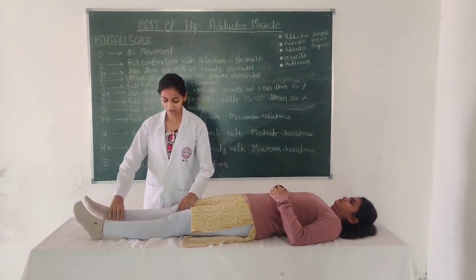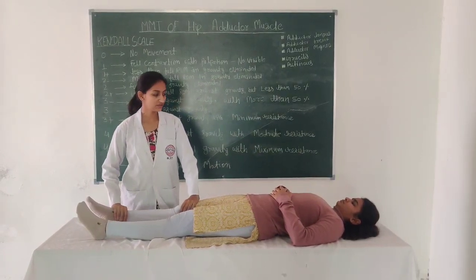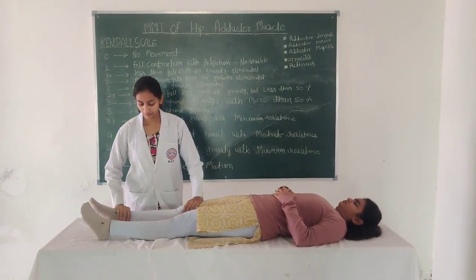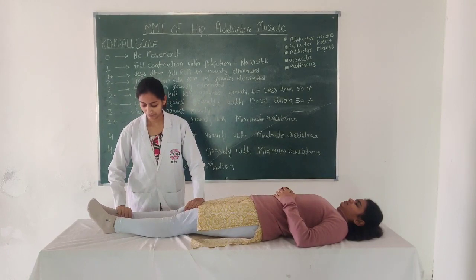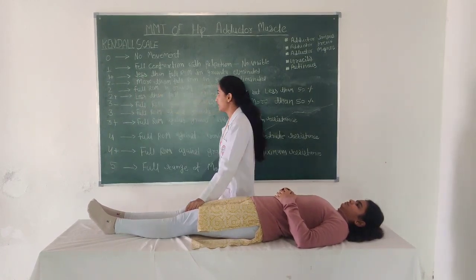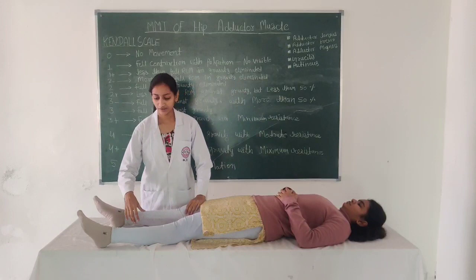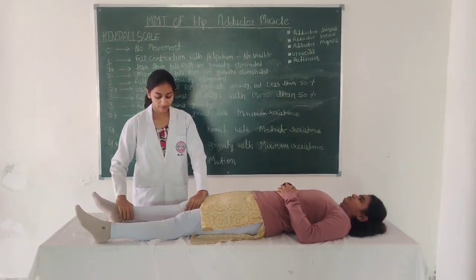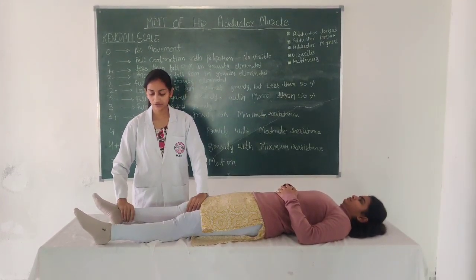Therapist holds the patient's right leg and asks the patient to adduct the left leg. Grade 2 minus, more than full range in gravity eliminated. Therapist holds the patient's right leg and asks the patient to adduct the left leg.